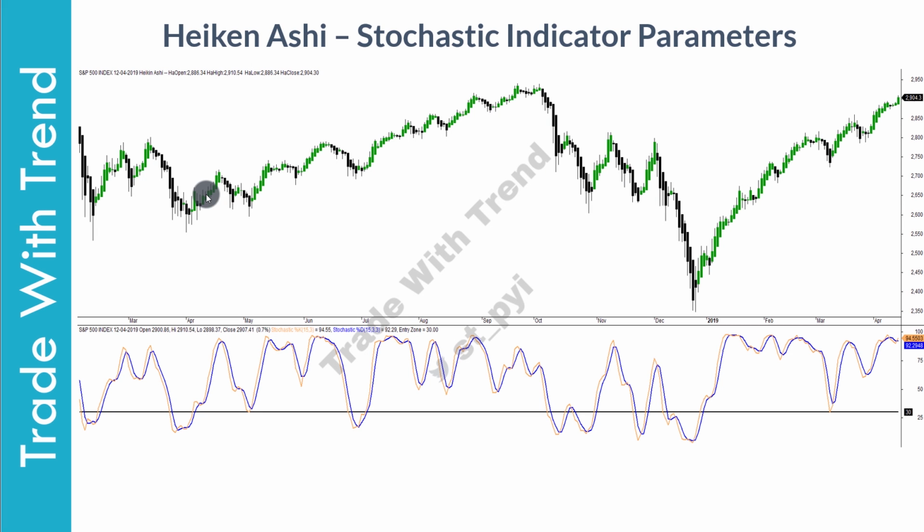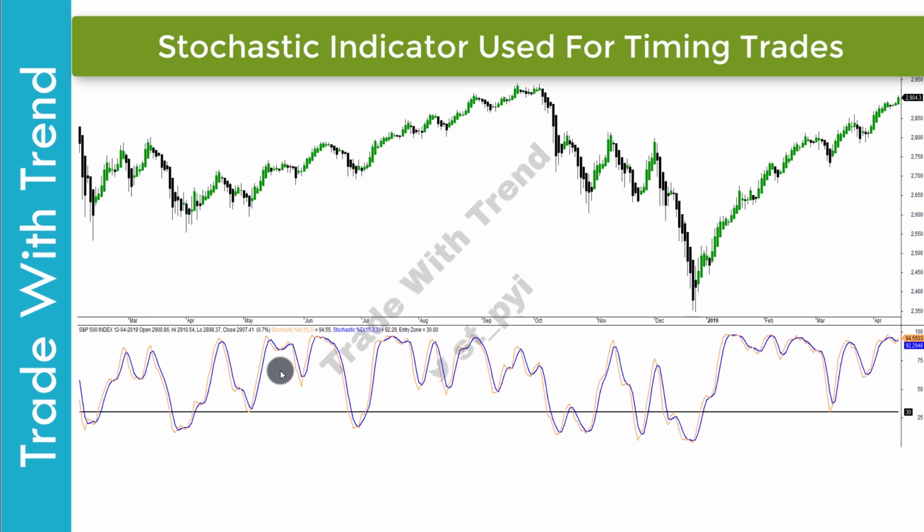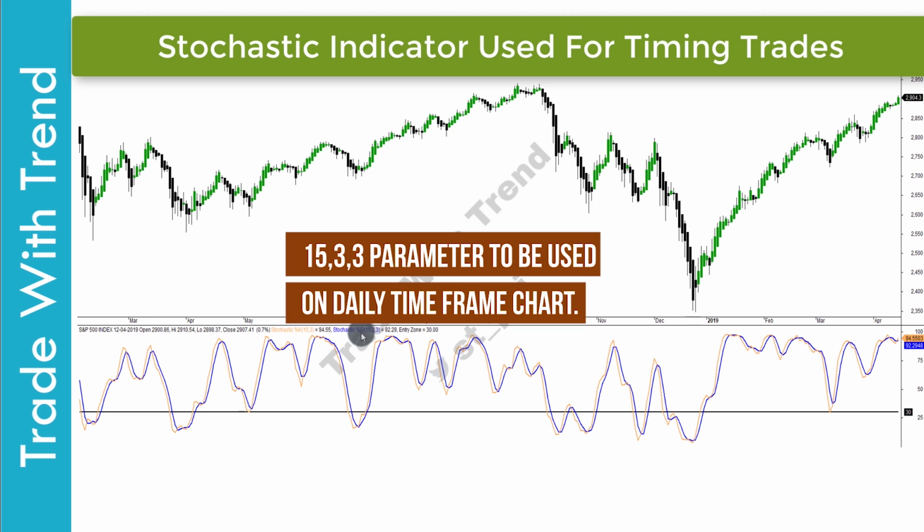In this Heiken Ashi trading strategy, the stochastic indicator has a big role to play. The stochastic indicator here is mainly used to time trades in the market. For this trading strategy, we are using the stochastic indicator with 15,3,3 as parameters, and the time frame for this strategy is the daily time frame chart.